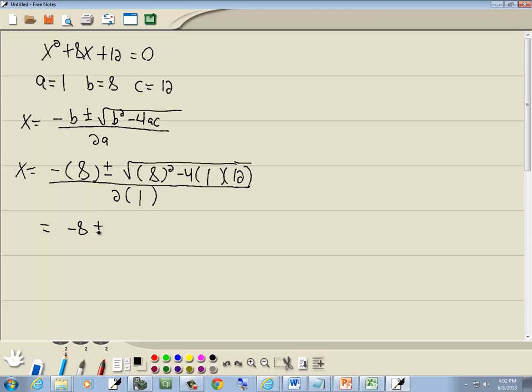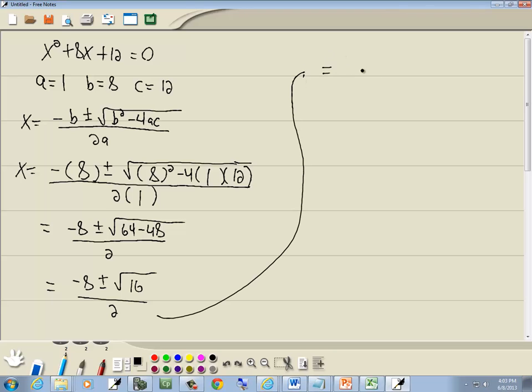So that gives us negative 8 plus or minus square root of 8 squared, which is 64, minus 4 times 1 times 12, which is 48, all over 2. So then we've got negative 8 plus or minus square root of 16, I think. Yeah, 16 over 2.